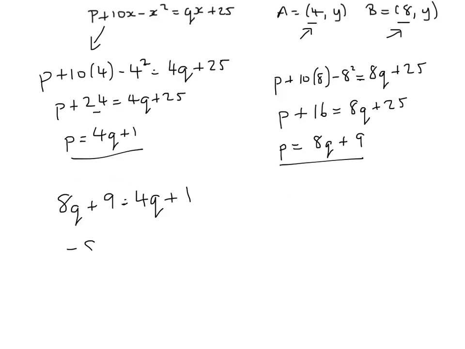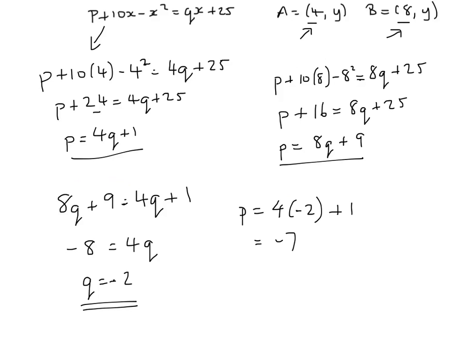So minus 8 is equal to 4q, by subtracting 4q from both sides and then subtracting 9 from both sides. So q is minus 2. Now if we know that q is minus 2, we can substitute that back in and start working with p. So p we've got already is 4 lots of q plus 1. So p is minus 7, as required.